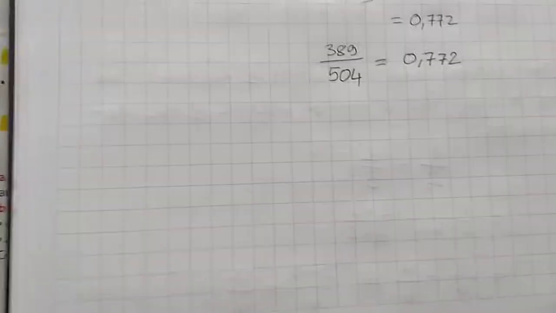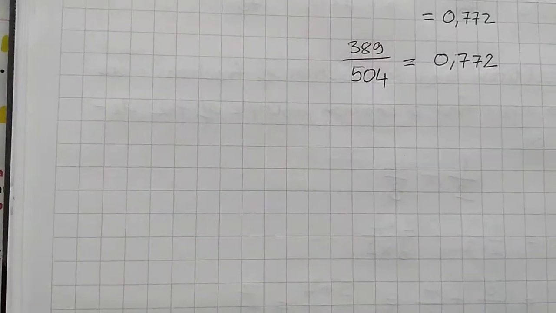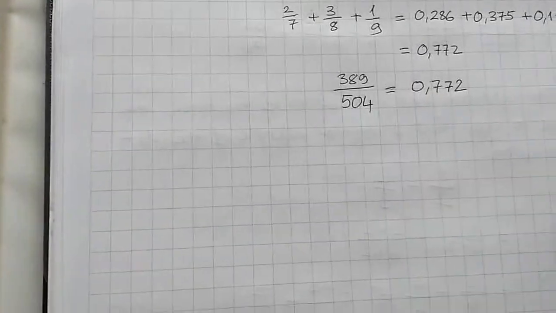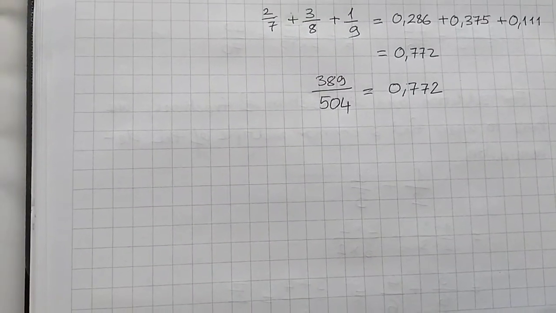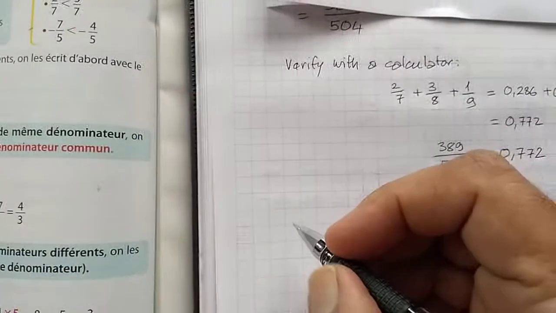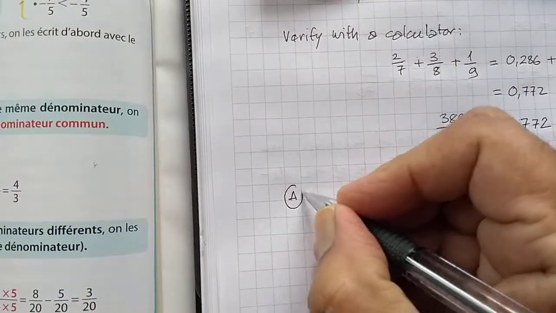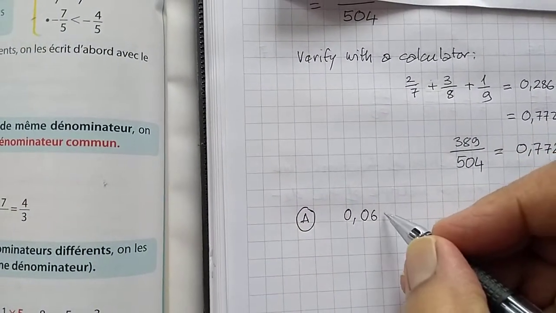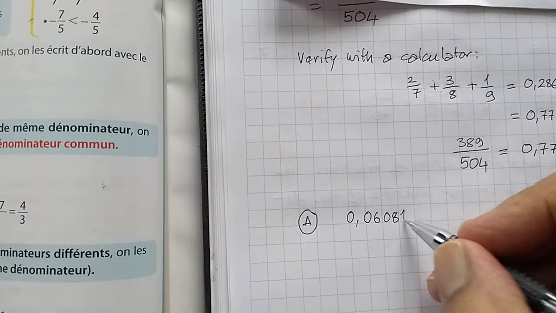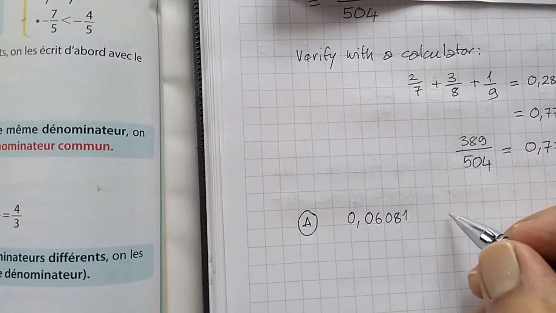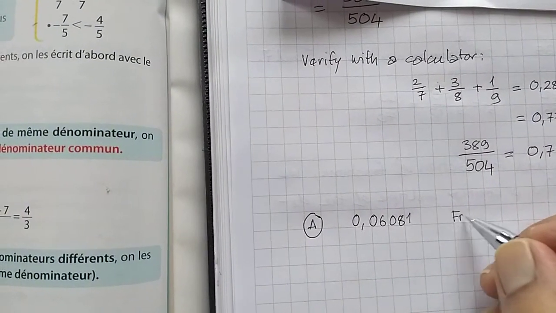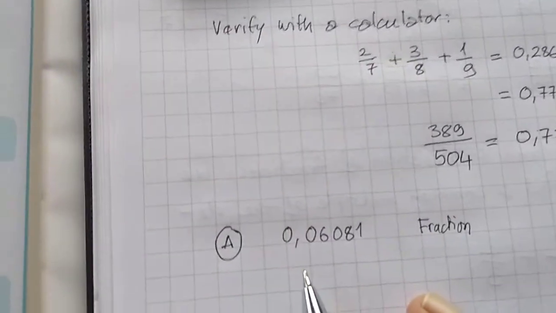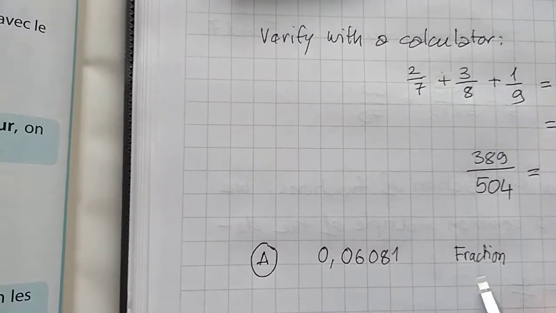So that is where we end the video for this chapter, and now I'll give you some in-video problems just to make sure that you've watched it and you've understood. Problem A is 0.06081. Is this a rational number? If yes, write it as a fraction.